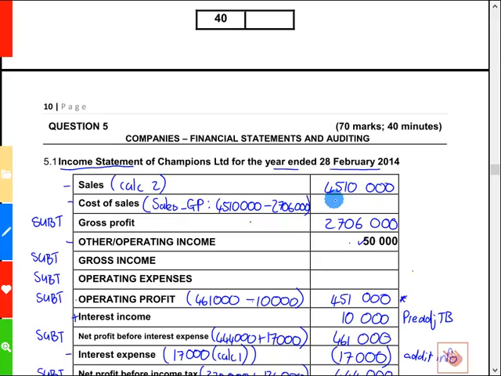Good. So then we're going to get what? 1804123. Remember? Gross profit is sales minus cost of sales. So don't forget your brackets. Right, that should give you your gross profit.